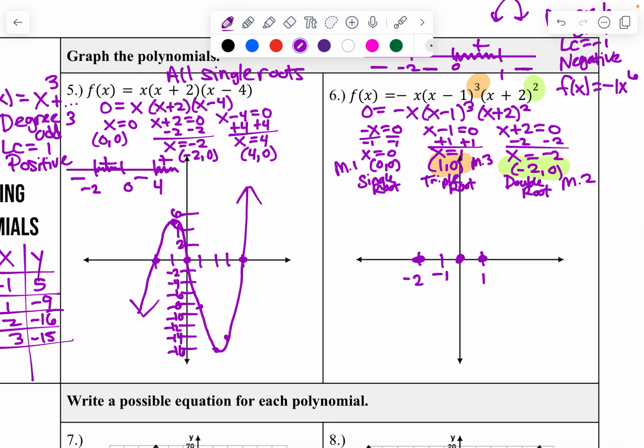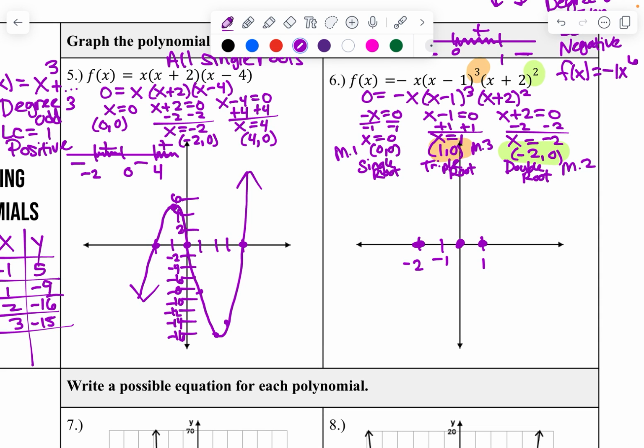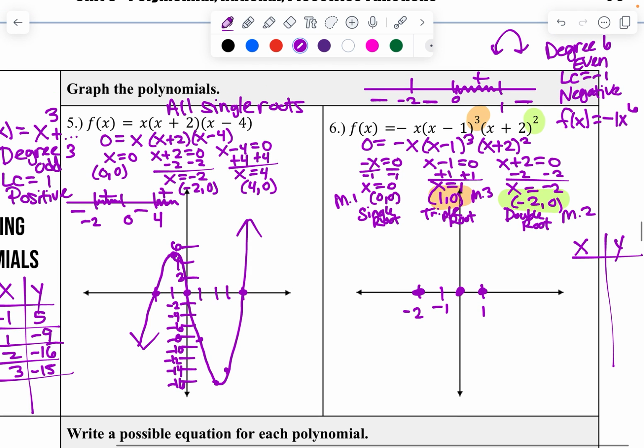Let's go ahead and find some other values, some other points, though, to help us get a little bit of a more accurate sketch of this. So I'm interested in what's going on in between each of those zeros. So I'm going to plug in negative 1. So negative 1 would be positive 1. Negative 1, take away 1 more is negative 2. Cubed would be negative 8. So positive 1 times negative 8 gives us negative 8.